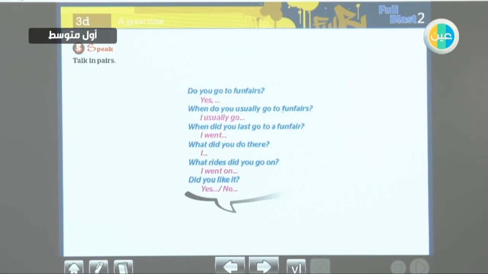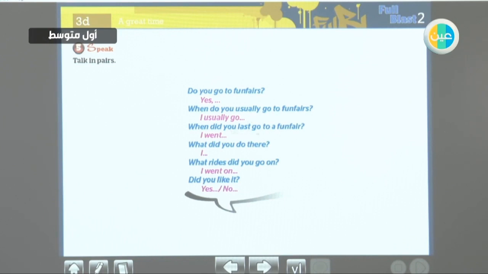When do you usually go to fun fairs? Usually means, as we said, as a routine. At what time? I usually go, for example, on weekends or on Thursdays.